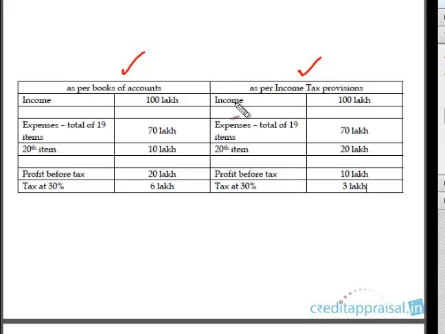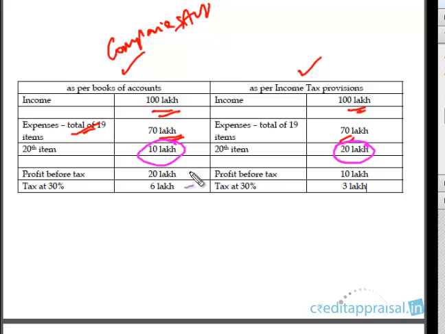So this is as per the income tax provisions, and this is as per the Companies Act, right? Here we are saying the income is the same in both cases, identical, 100 lakhs. The 19 expenses are similar in all aspects, so 70 lakhs. The 20th item, the depreciation, is 10 lakhs as per the Companies Act, and as per the Income Tax Act, it is 20 lakhs.